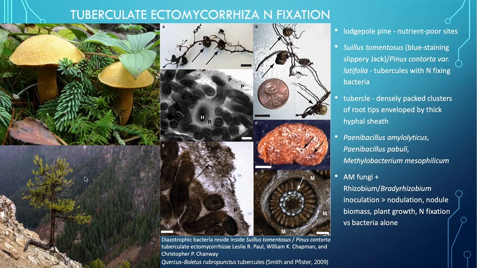And so in this case, Suillus tomentosus is one of the fungi that's growing on the roots of this lodgepole pine, and they basically gain these nutrients for the plant. However, this blue staining slippery jack and lodgepole pine, which is Pinus contorta, have been shown to produce tubercules with nitrogen fixing bacteria.